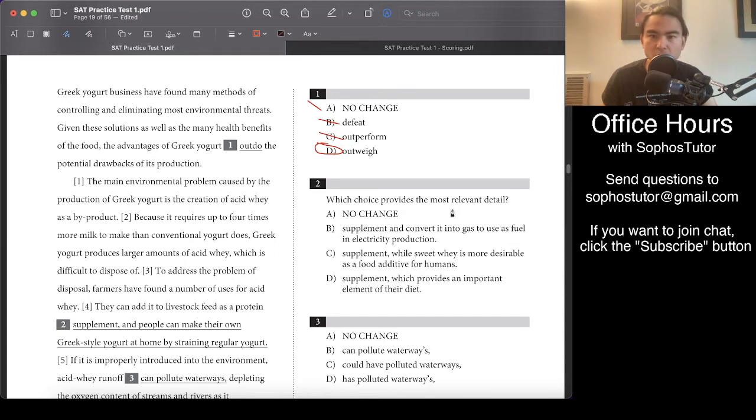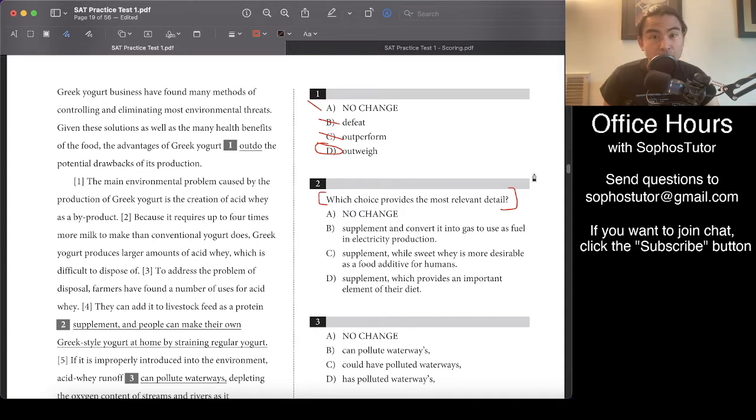Which choice provides the most relevant detail? Already, my spider senses are going up because the SAT now has presented us with a question. Now, if the SAT had not presented us with a question, I would assume that this would be a grammar question, in which case I am expected to already know the rules and what would be appropriate. But if the SAT feels like it's important to ask a question, then it means that I need to be very open to how the SAT wants me to judge these answer choices.